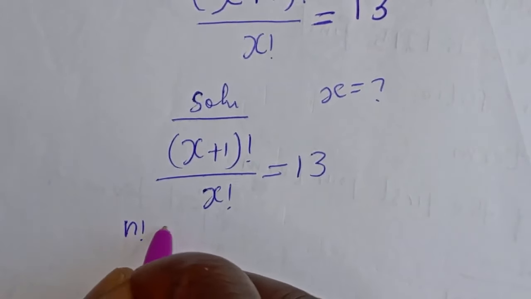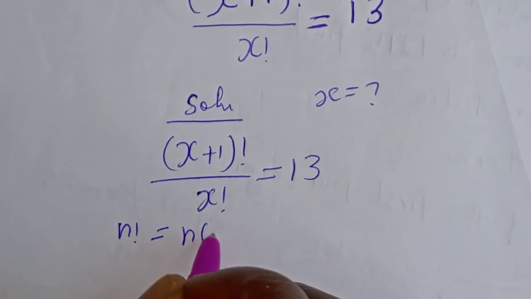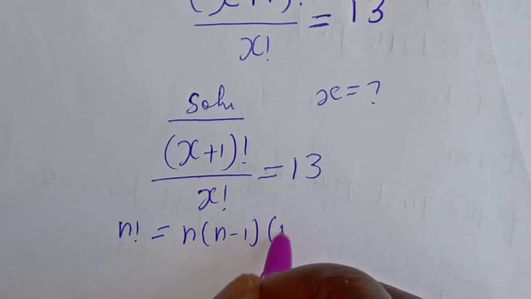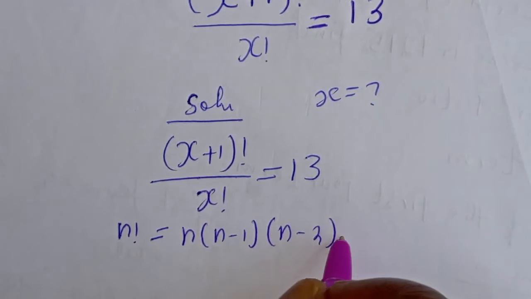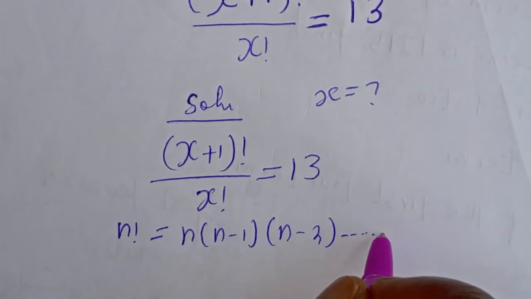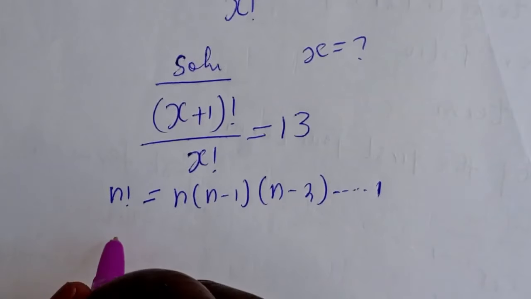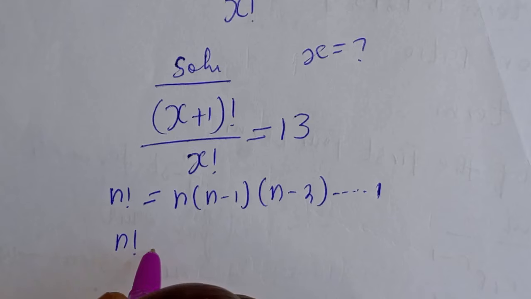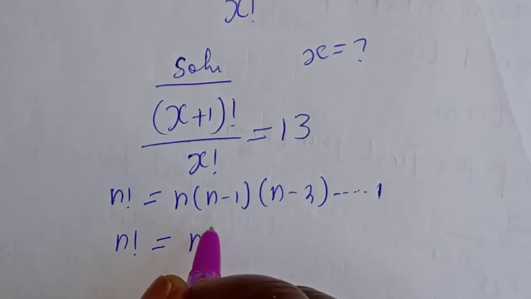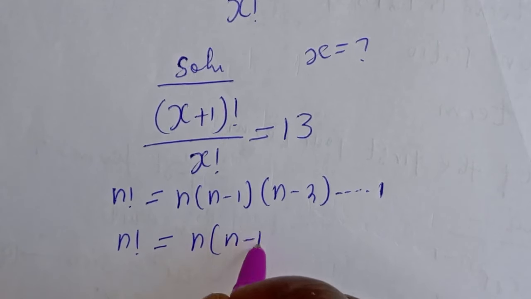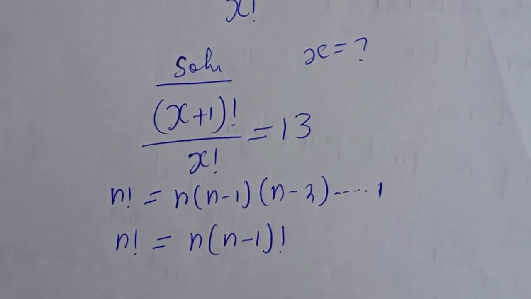n factorial, this is equal to n bracket n minus 1 bracket n minus 2 down to 1. Then also n factorial is equal to n bracket n minus 1 factorial.